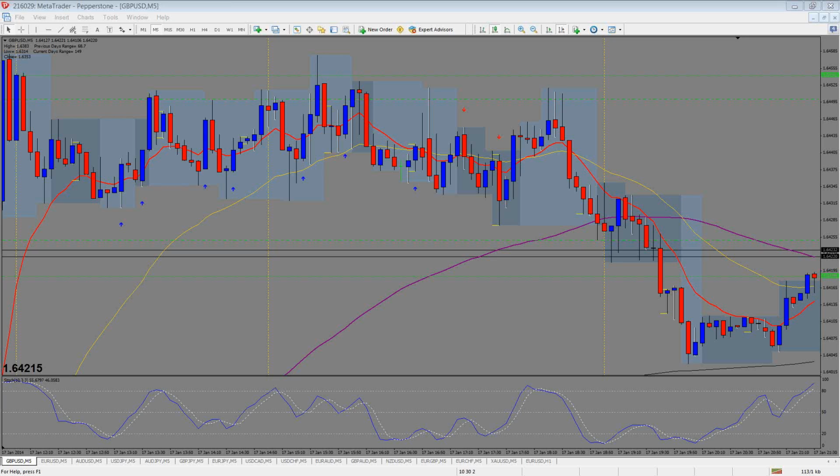So when you've got the two sessions overlapping, you find that is one of the most productive. Yeah, it's very liquid, and usually by then they've got their trend set, which way they're going to go.